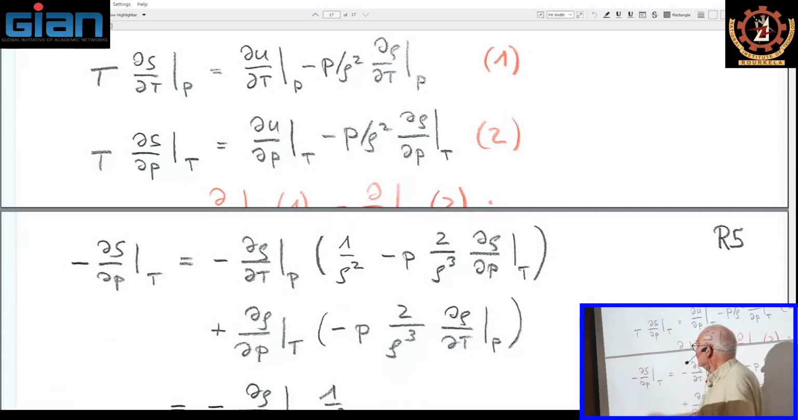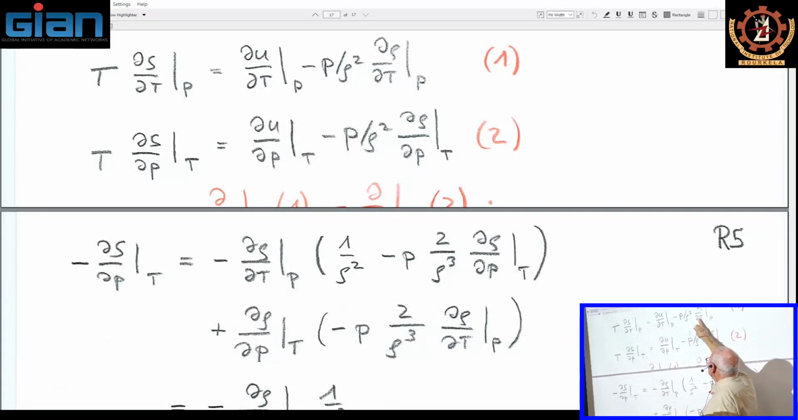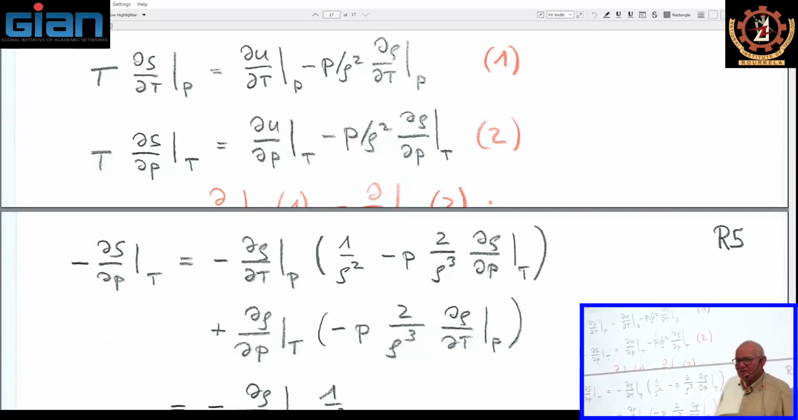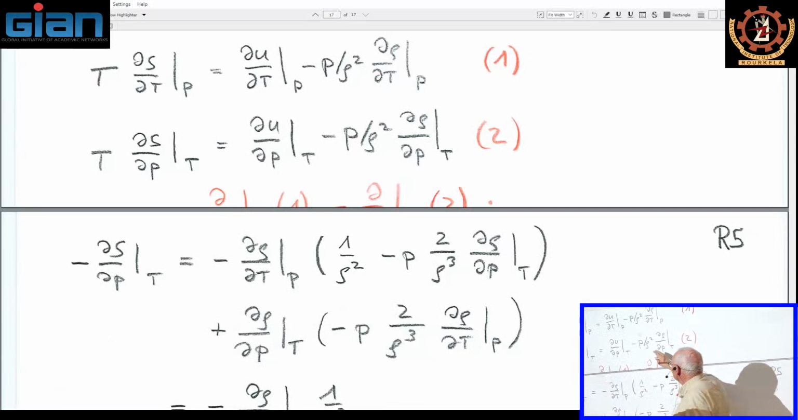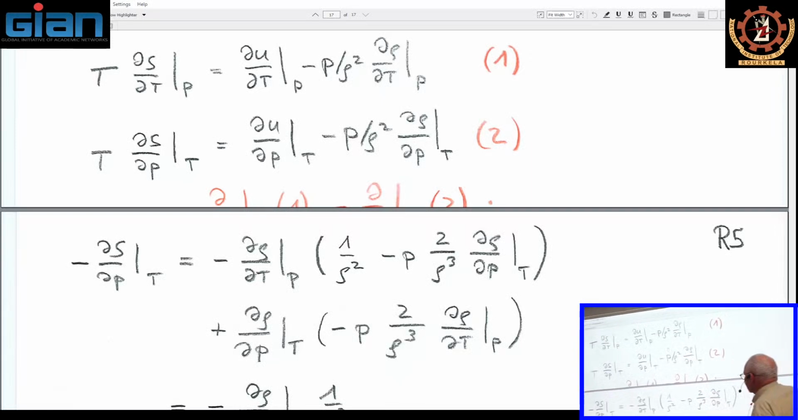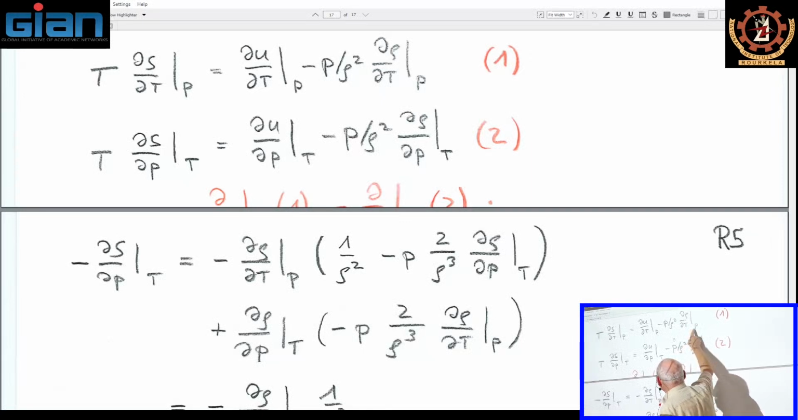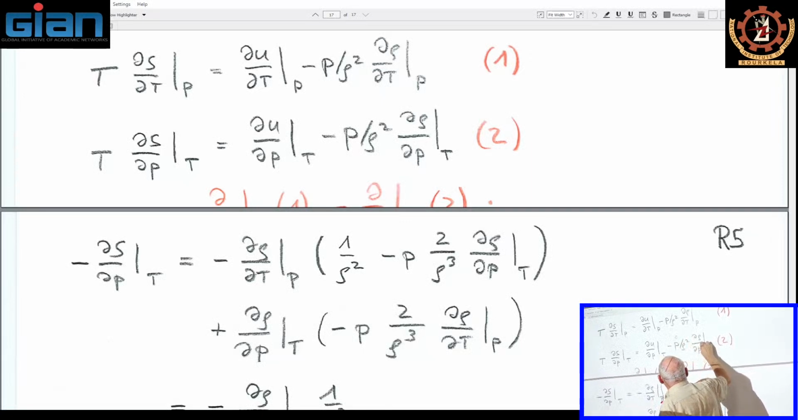Anything else cancels. We already saw that these cancel, and if we differentiate these by temperature and pressure and subtract the same term differentiated with respect to pressure and temperature, they will also cancel. So what is left is the differentiation of this p over rho squared. In this case, we have this term, minus d rho over dt by p, and here we have left this d rho over dp at constant pressure. We have to differentiate this quantity with respect to pressure.